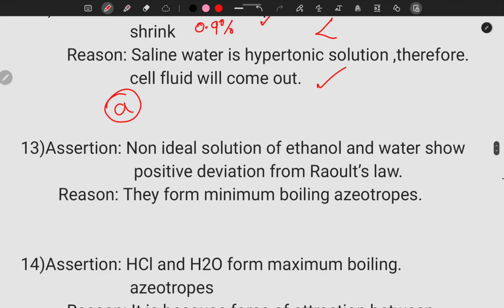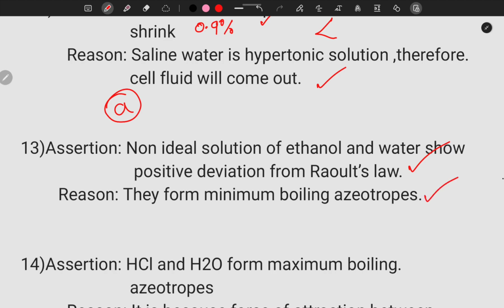13th question. Non-ideal solution of ethanol and water shows positive deviation from Raoult's law. Ethanol and water show positive deviation from Raoult's law because the interaction between ethanol and water is weak compared to ethanol-ethanol and water-water interactions. Because of that, it will show positive deviation. So that's a correct statement. They form minimum boiling azeotrope. That statement is also correct.